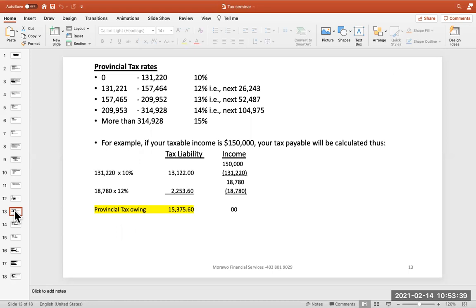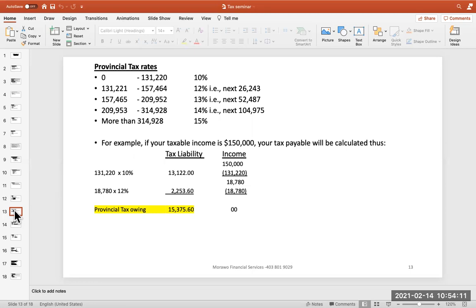Let's see what the provincial is saying. So the provincial government will say, oh, welcome. Our good child, our good daughter, our good dad. So if you are earning from 0 to 131,320, we charge you 10%. Because the federal government took so much, we are reducing our own. So if you're earning from 0 to 131,220, we only charge you 10%.